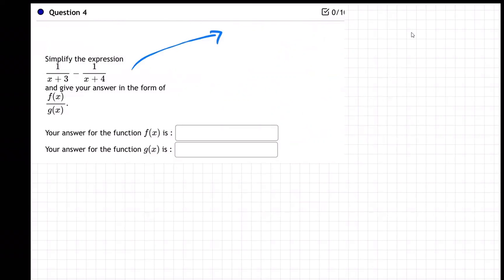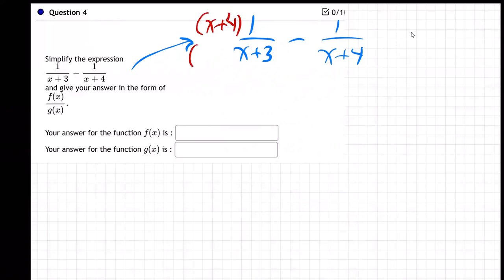So let me bring it over here and take 1 over x plus 3 minus 1 over x plus 4. And I'm going to get a common denominator. Now, it's harder when you've got these x expression things. I mean, it's a little bit weird, isn't it? How do we do that when you've got x expressions? Well, basically, you've got to multiply by the other guy. So I've got to multiply top and bottom of this one by x plus 4, and top and bottom of this one by x plus 3.